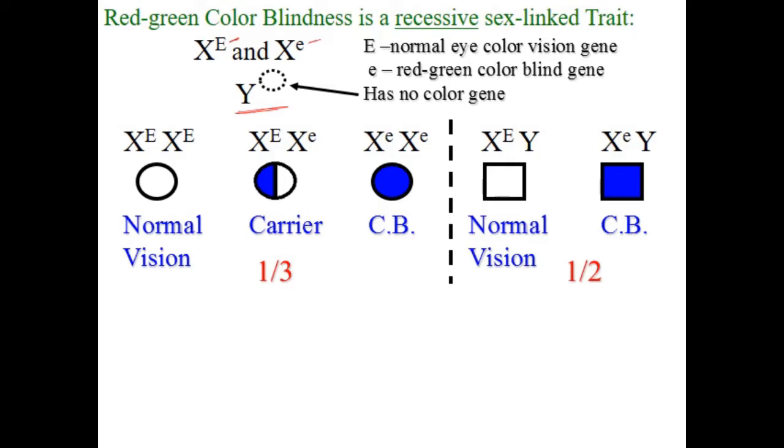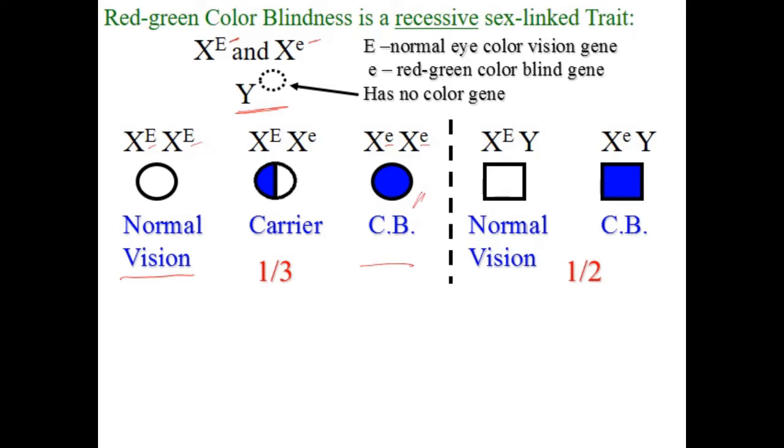So again, for the girls, you could be homozygous dominant, in this case both capital E's. This person would have normal vision. You could be homozygous recessive, both lowercase. In this case, this girl, this female, would be red-green colorblind. And because we're interested in red-green colorblind, I went ahead and shaded this circle in.